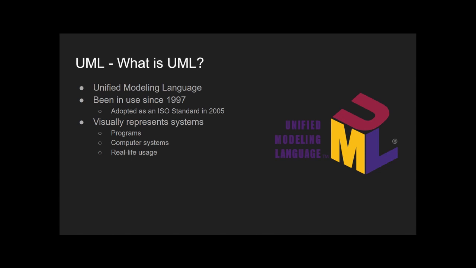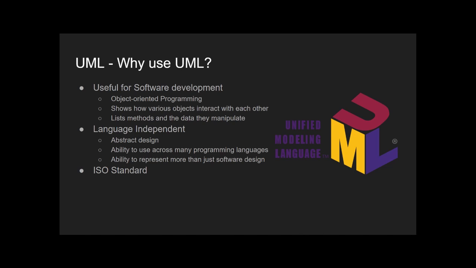UML is useful for visually representing systems such as programs, computer hardware systems, and it can even be used to represent real-life situations. Why would you want to use UML? Well, UML is very useful when it comes to software development, and especially object-oriented programming. The basis of UML shows how various objects interact with each other. You can list methods and data that they manipulate.